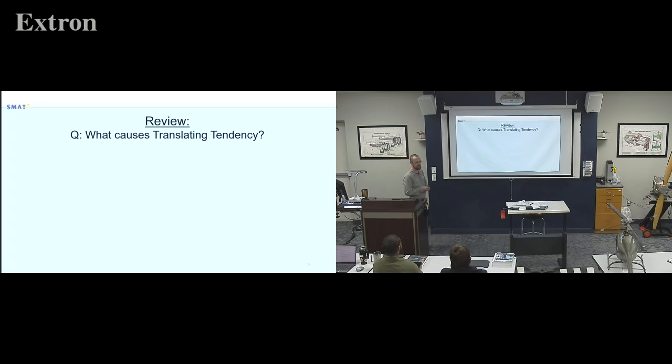What causes translating tendency? Make it simple. Just think about the thing on top. What's the thing on top of the ship doing? Spinning, right? And so what's going to happen with the tail?